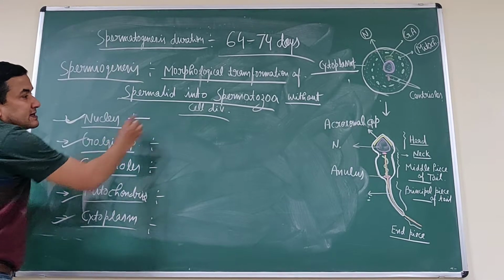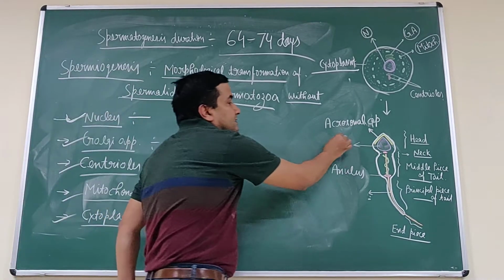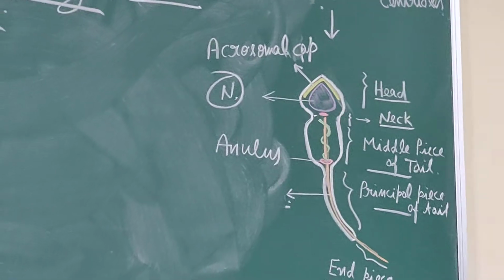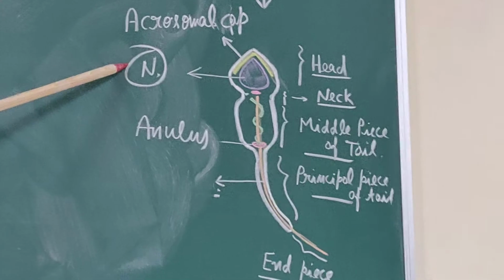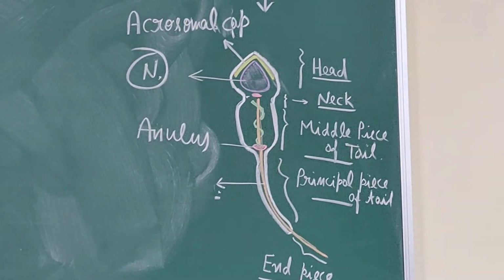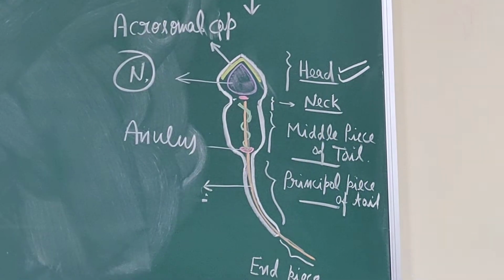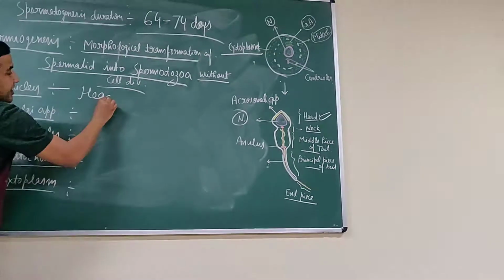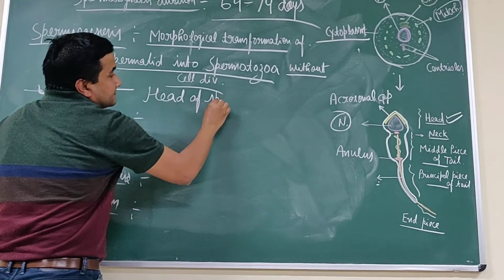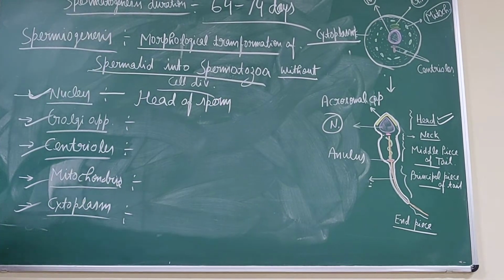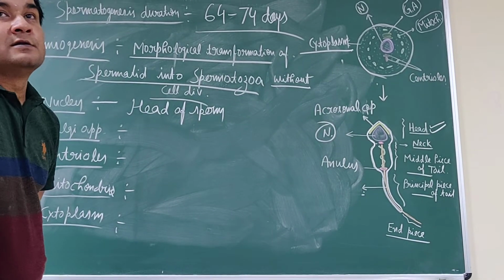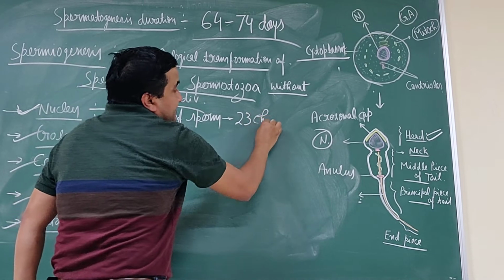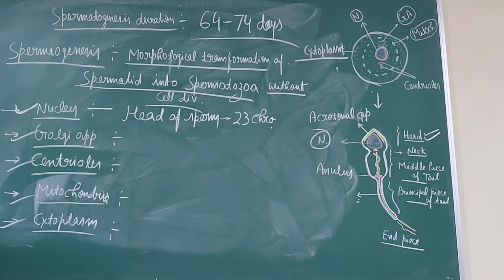This nucleus, here is the nucleus, is condensed and shifted to the head of the spermatozoa. Or we can say this nucleus forms the head of the sperm. This nucleus has the 23 chromosomes present in it.